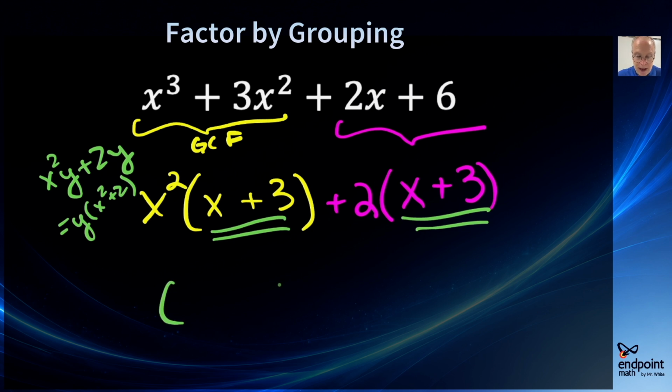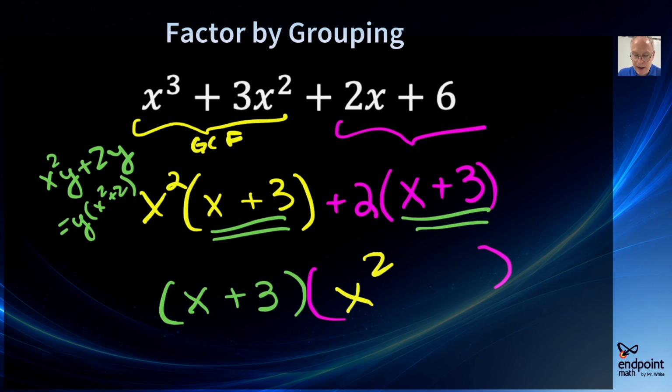So I'm going to write it out front one time, x plus 3, and then in here I will write what's left behind. So I had x squared, and I also had a positive 2. There, we just factored it using the grouping method.